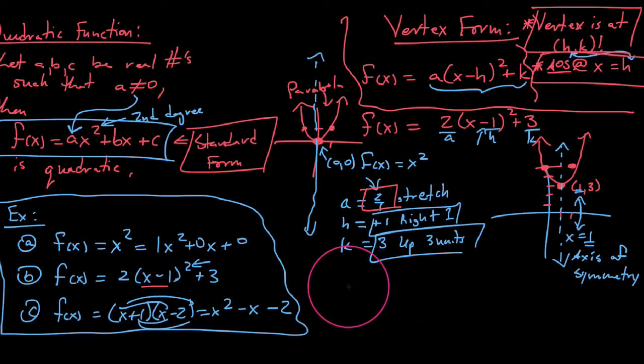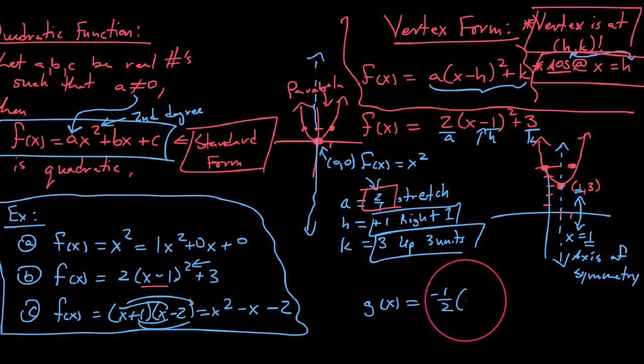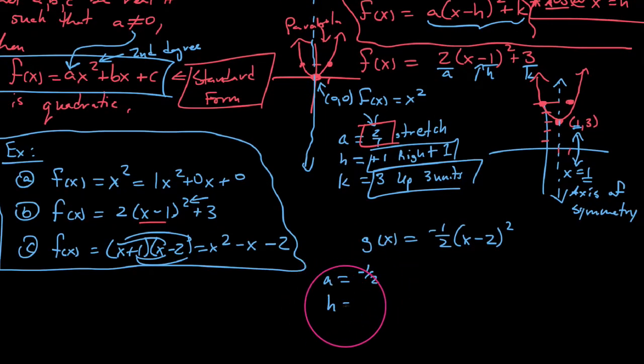So essentially, we could just come up with some new g of x here. We'll go ahead and throw this out there. We say negative a half, x minus 2 squared, and I'll just leave it at that. But again, we say a, in this case, is negative a half. We say h, in this case, is positive 2. And k, we have no k, so it's 0.